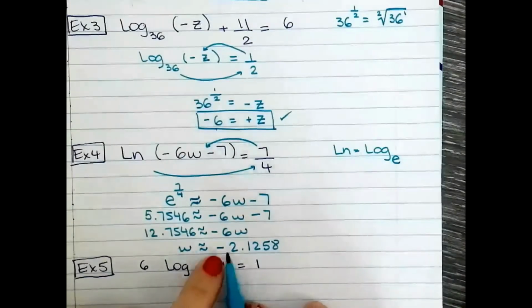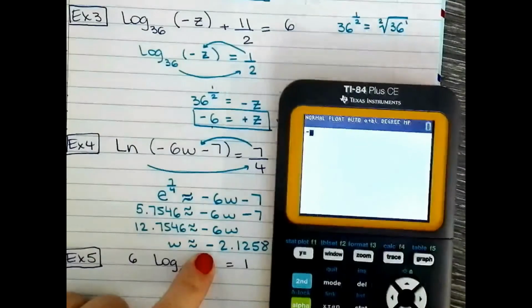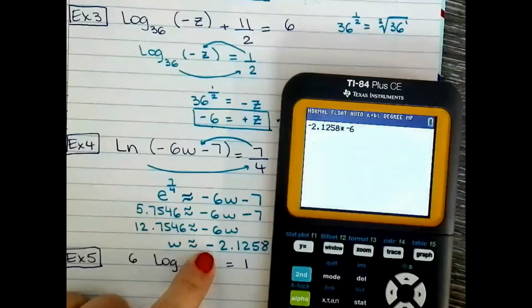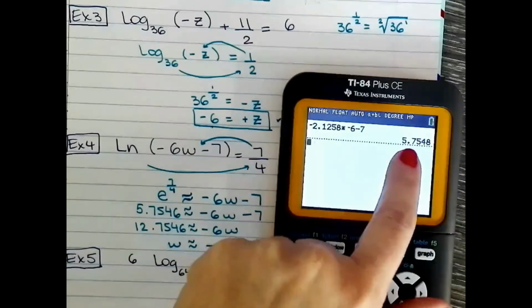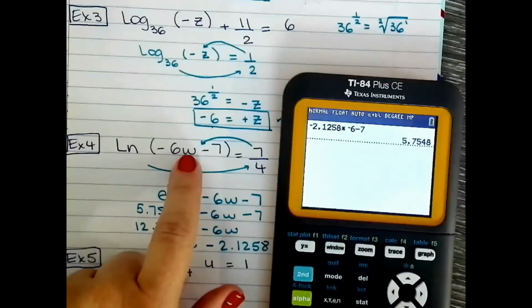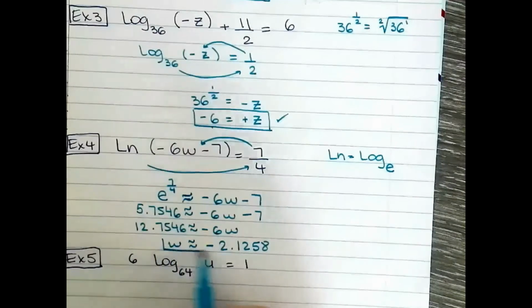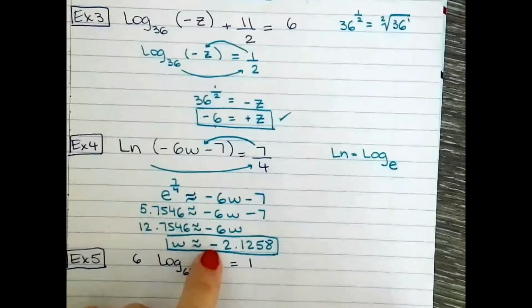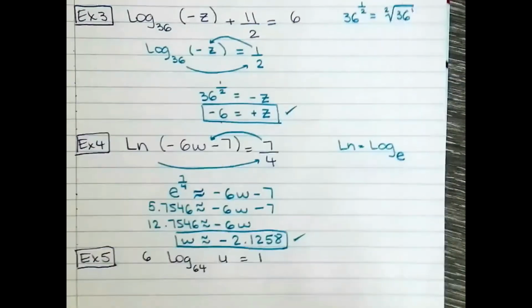When you plug that in, we need to check, of course. So we have negative 2.1258 times negative 6 minus 7. And when you check, that gives you a positive argument on the natural log. Therefore, this is a valid answer. Even though your answer is negative, when you substitute, your argument must be positive.